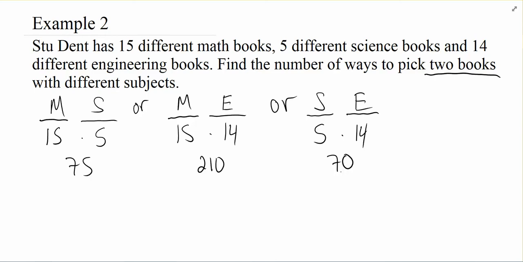These are ors. So there's 75 ways of doing math and science, 210 ways of math and engineering, 70 ways of science and engineering. So if I want the total number of ways, I'm going to add those up. So if I add 75, 210, and 70 together, I'm going to get 355. There are 355 different options of choosing two books with two different subjects.